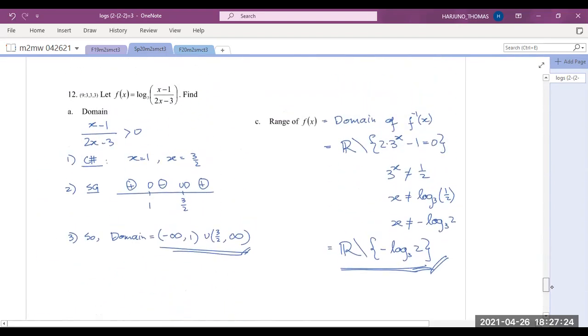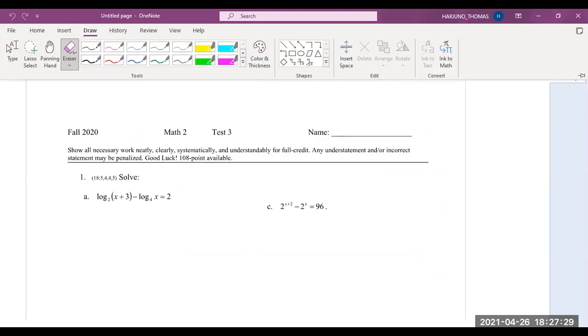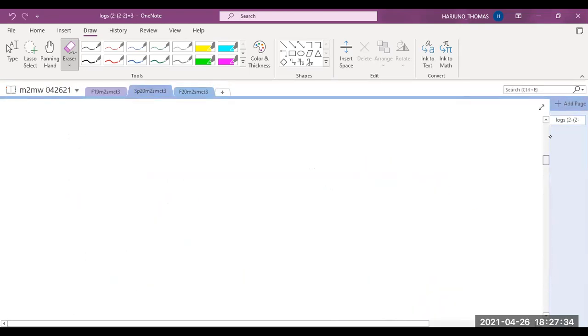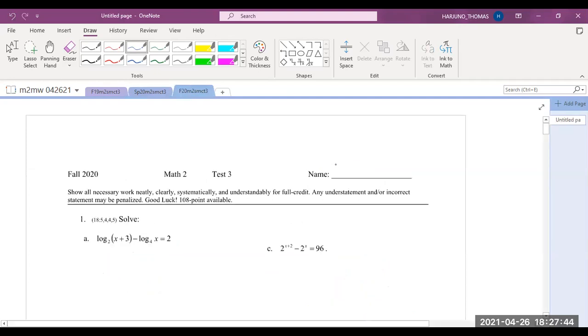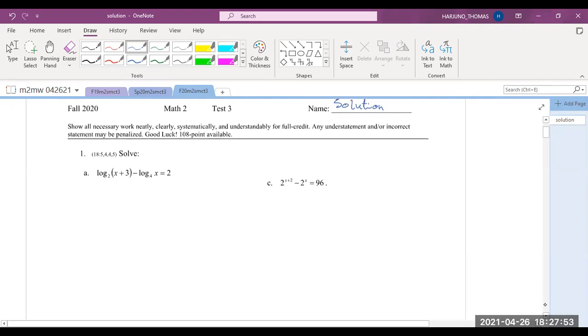Okay, now that's for our spring 20. Let's move on to fall 20. Oh, did I write solution up there? No, let me write solution first. Okay, we have done most of this already. Now, fall 20 test 3. We have something slightly new here.